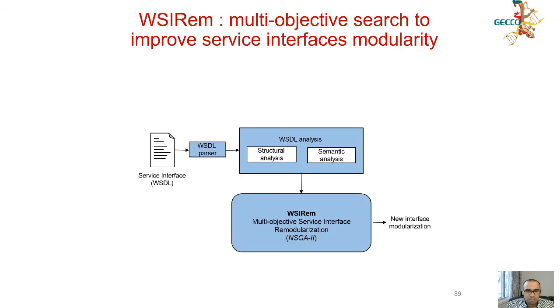So our solution is called WSIR, Web Service Interface Remodularization. We use the non-dominated sorting genetic algorithm. It takes as input a web service interface. Then we use a WSDL parser to extract structural information and semantic information from the main interface. As output, we use optimization to find the best trade-off between cohesion and coupling to extract new interfaces that should remove the God object web service.